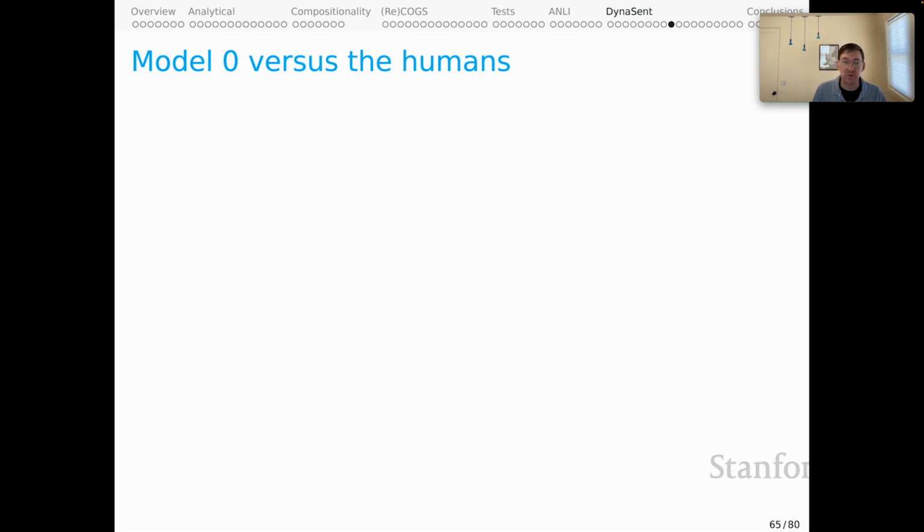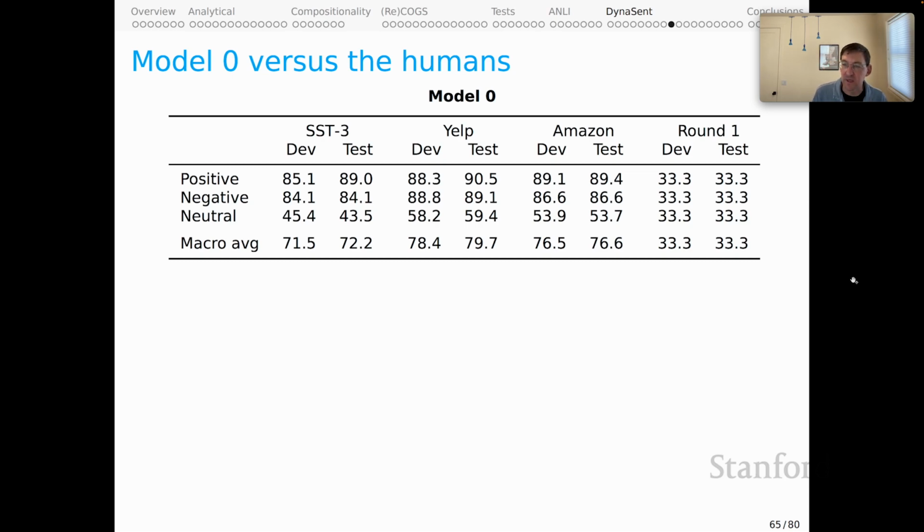So how do we do? Well, let's think first about Model 0 and its performance on this benchmark. This is a kind of summary. We set things up so that Model 0 performs at chance on round 1. No information coming from Model 0 about the labels. And then you have the summary numbers here from before on how it does on all of those external benchmarks.